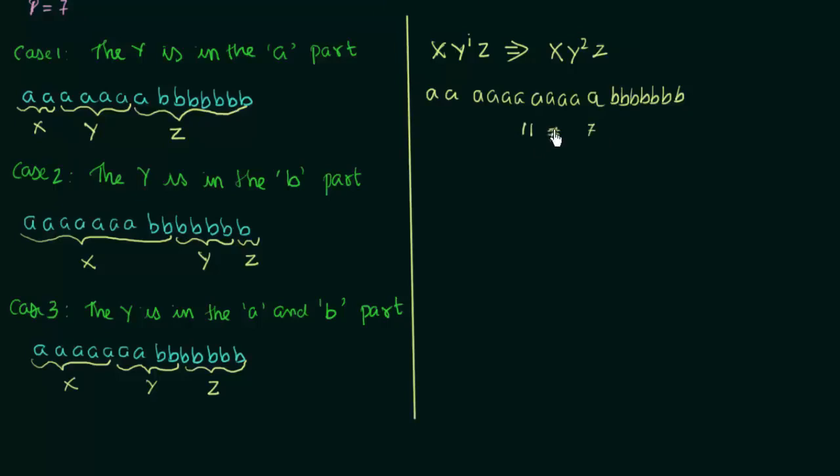So in our language, the number of a's should be equal to the number of b's. So this string does not lie in our language. Alright, this string does not lie in our language for case number 1. Now let's try the same thing for case number 2.